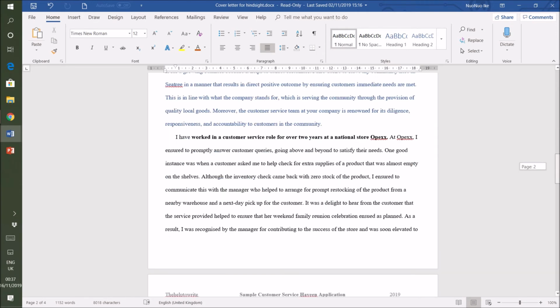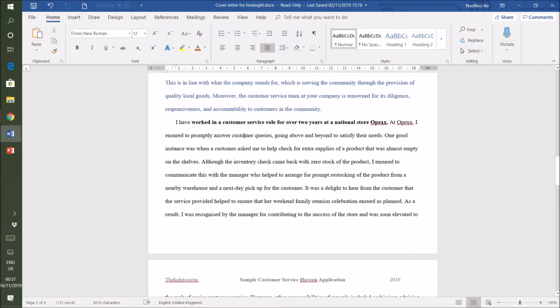And here in the main body, I also go into detail about my skills and how I think I would benefit, or should I say, my skills would be beneficial to the company. Here, I mentioned that I have worked in a customer service role for over 2 years at a national store, OPEX. Okay, this is purely hypothetical. At OPEX, I ensure to promptly answer customer queries, going above and beyond to satisfy their needs.